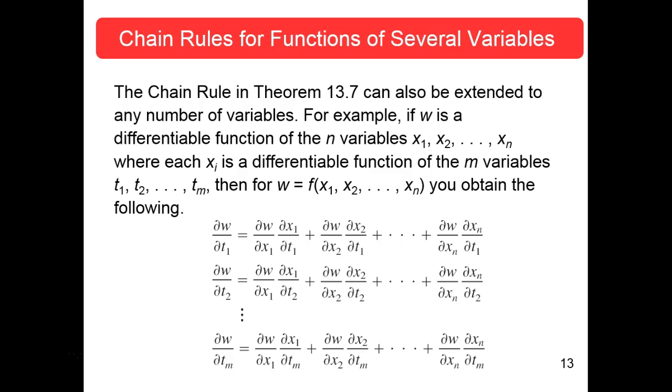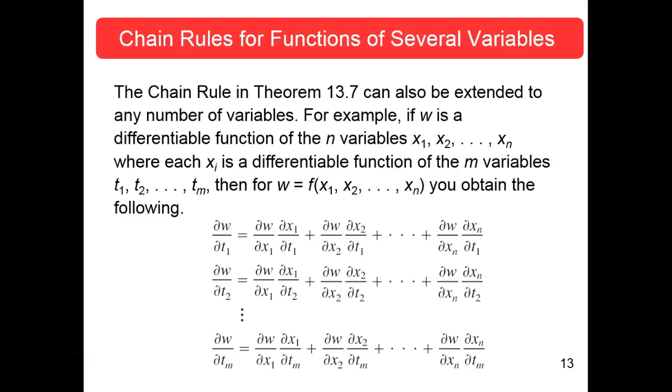So those partials with respect to t2. Then do it all the way down to t sub m, and that would be the partial of w with respect to x1 times the partial of x1 with respect to tm, and then go on down, counting down all your x's and taking them with respect to your t's, the tm, the last one.